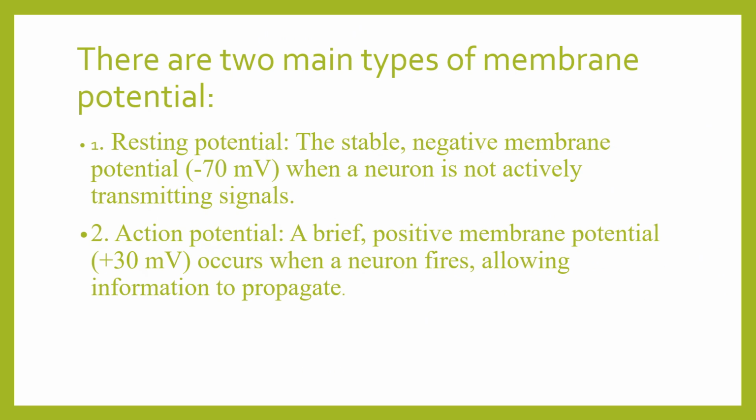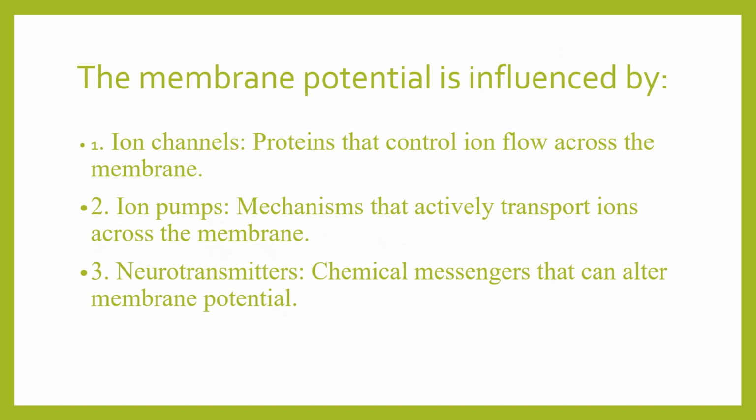There are two main types of membrane potential. First one is resting potential, which means the stable negative membrane potential of -70 millivolts when the neuron is not actively transmitting signals. Second, the action potential, a brief positive membrane potential of +30 millivolts that occurs when the neuron fires, allowing information to propagate.